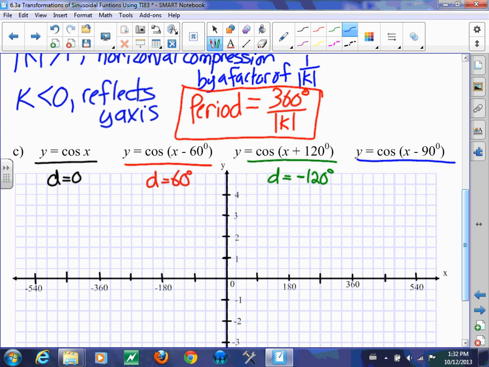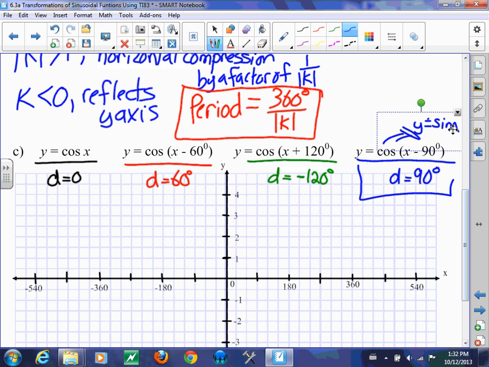Y equals cos x minus 90. Okay, and what that means is you're going to do D equals 90 degrees, but what we're going to find out is there's an interesting relationship here. This will actually be the same as y equals the sine x curve.